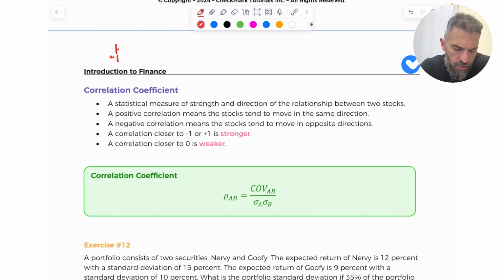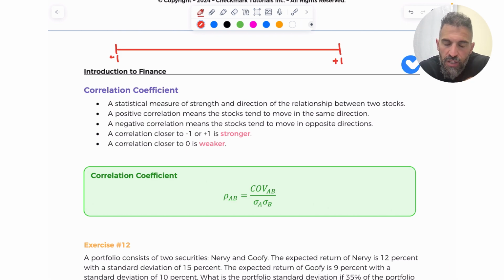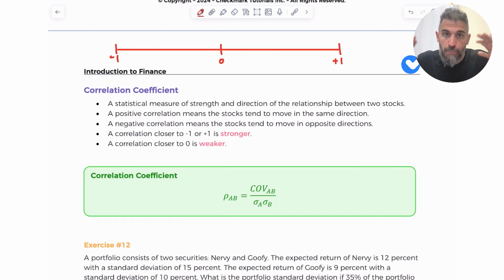I have a whole page on this. You don't really need to write this. And +1 is a perfect positive correlation. But the important thing here is that both extremes represent perfect correlations, meaning very, very strong correlations. And I have this written here. The closer you are to -1 or to +1, the stronger the relationship. The closer you are to 0, the weaker the relationship. A correlation of 0, in fact, is absolutely no relationship.